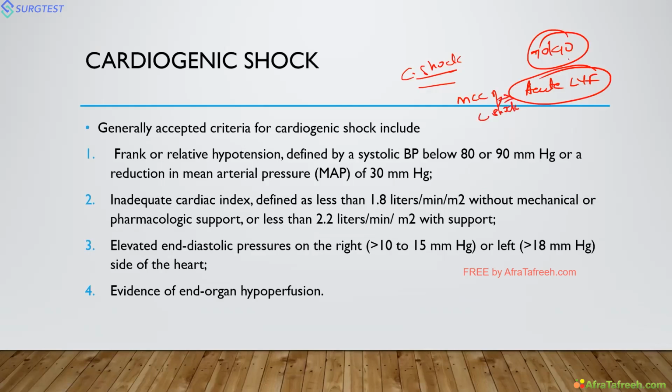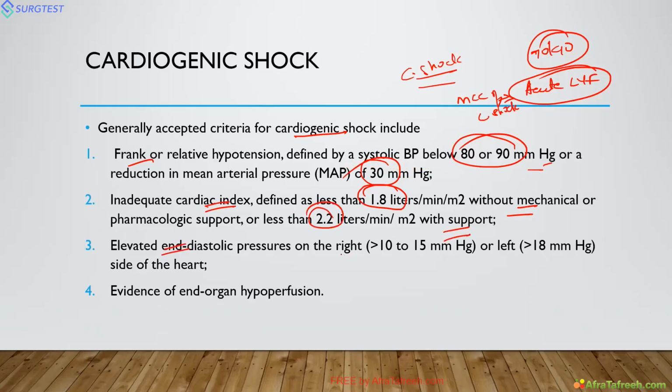Because a large amount of myocardium is necrosed. So there is a definition for cardiogenic shock. Not whenever I see a patient with RVMI, the patient will have low BP of only 90/60. You should not call that cardiogenic shock. This should be frank hypotension below 80 or 90 millimeters of mercury, a reduction in MAP of more than 30, with cardiac index less than 1.8 without support and less than 2.2 with support, or elevated end diastolic pressure.